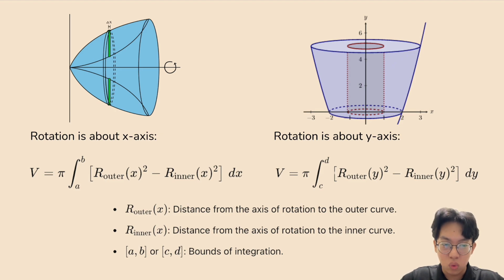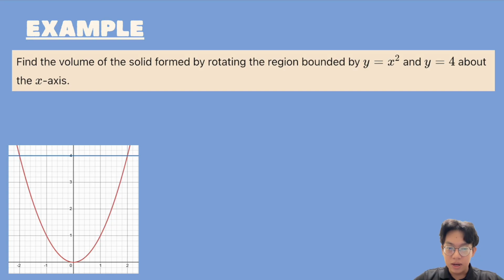For rotation about the y-axis, the outer and inner radius are functions of y, where the outer radius is the distance from the axis of rotation to the outer curve, and the inner radius is the distance from the axis of rotation to the inner curve. And a to b, or c to d, is the interval of integration. Let's apply the washer method to an example.